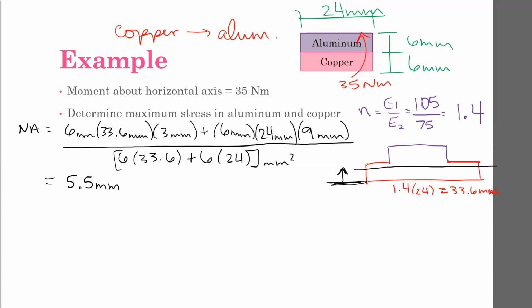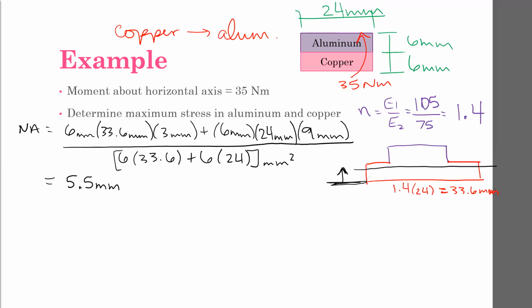Yeah, we did a proof a couple lectures ago that showed that our neutral axis has to be located at the centroid, because that's how we make the integral of y dA equal to 0. Okay.